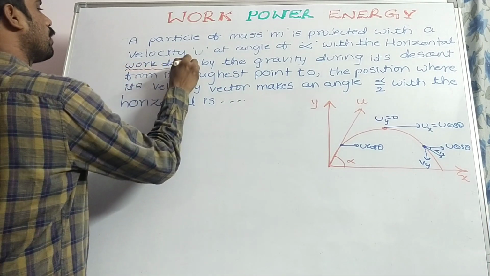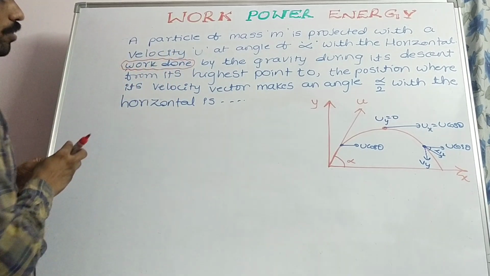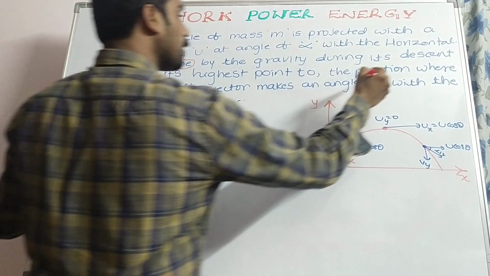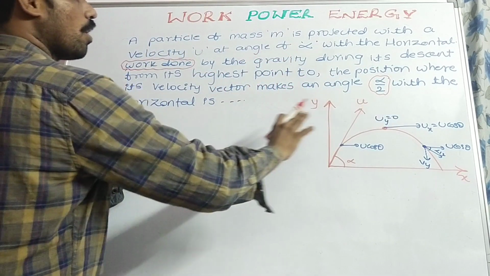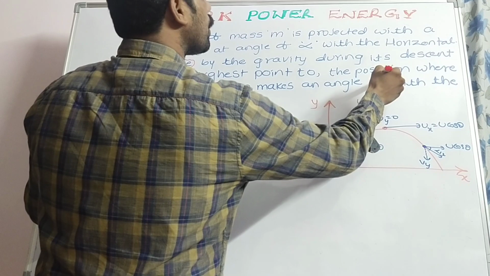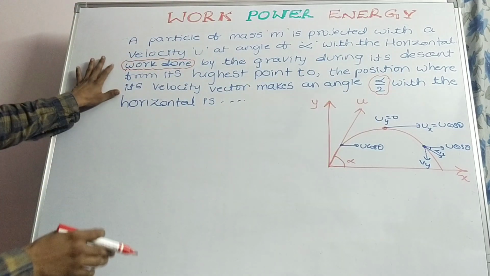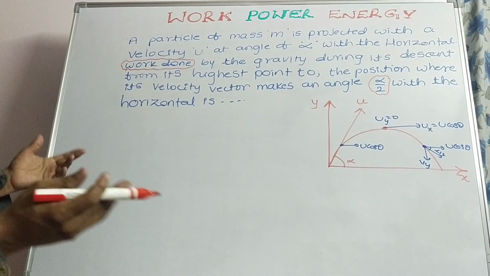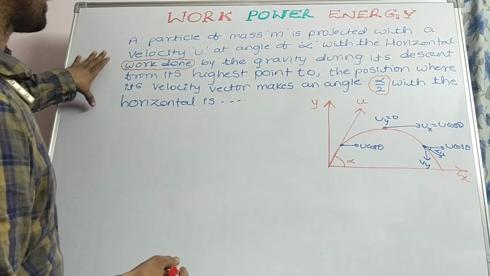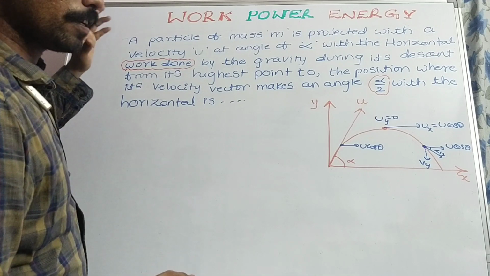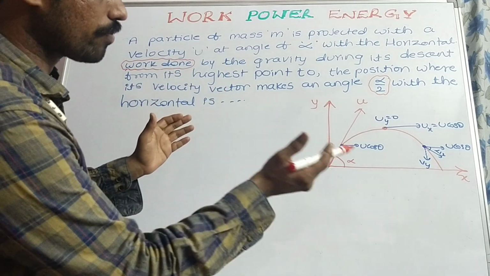See here, we have to find the work done where the angle will be alpha by 2, that is, where the velocity vector makes an angle alpha by 2 with the horizontal. At that particular situation, we have to find the work done. Of course, we know W is equal to half mv square. Why? Because the velocity contributes here. That's why we have to write kinetic energy instead of work done. So work done will be in the form of kinetic energy.